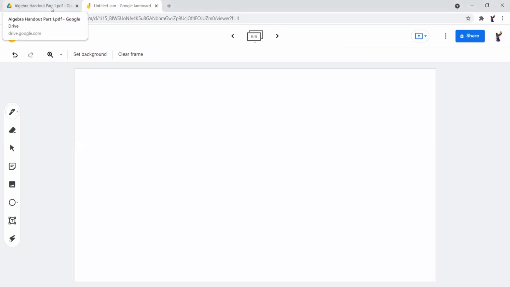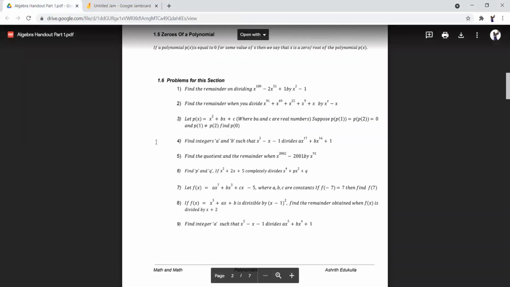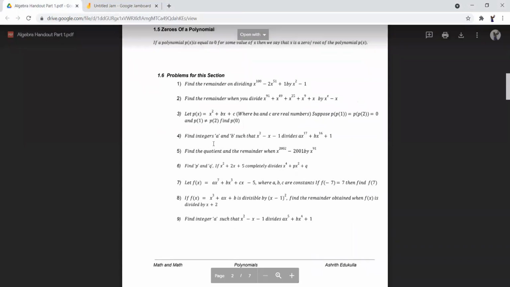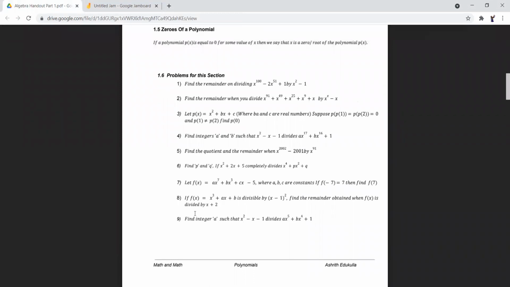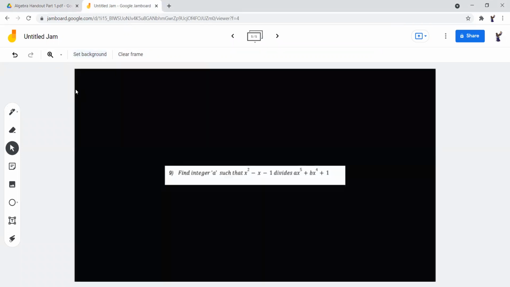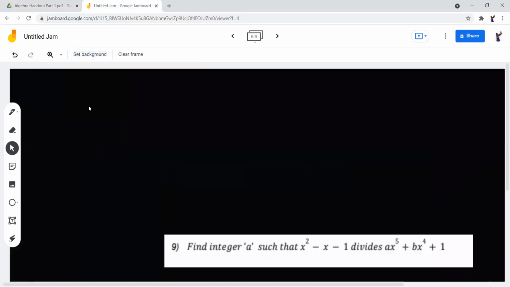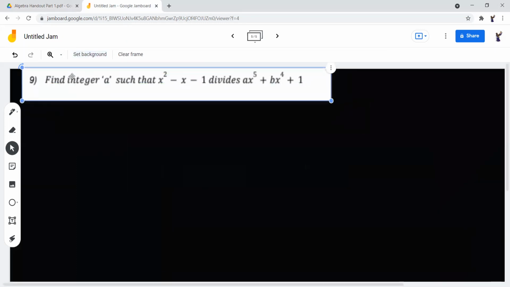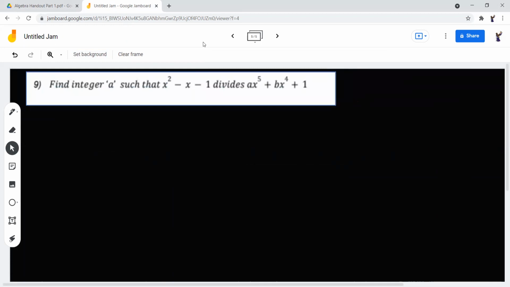Okay guys, now let us take a question from my handout. Let us take the 9th question. The 9th question is a really interesting question. One second. I'm going to take the 9th question. It is a really interesting question, guys.